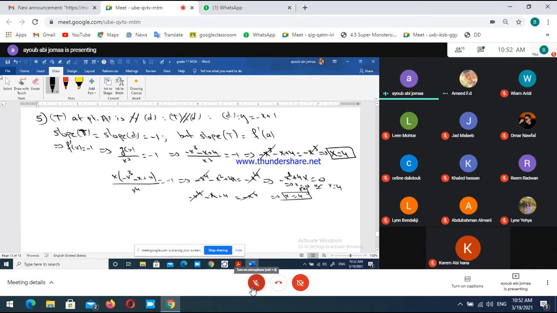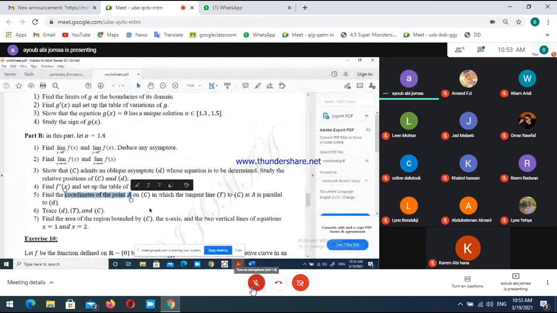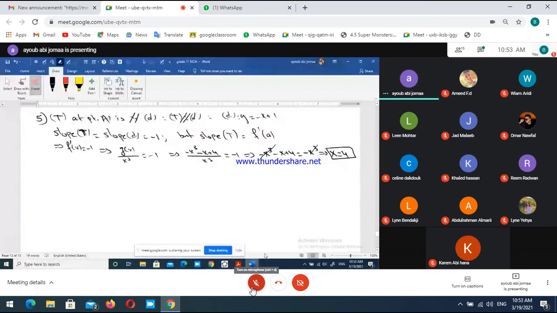Okay, we found x equal 4. Then I want to find f of 4 to find the coordinates of the point. The question says find the coordinates of point A. Here we found x of A. Here x equal 4 means that x of A is equal to 4. We still have to find y. Now y is equal to f of 4 because this point belongs to the graph. So replace x by 4 in the function f.